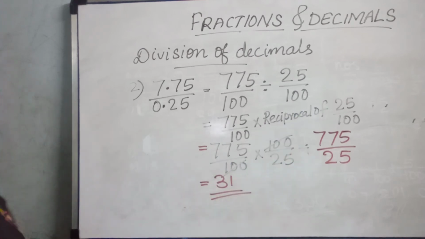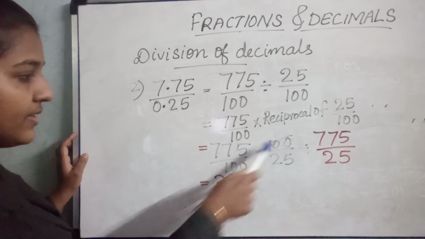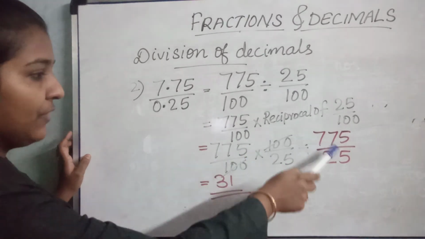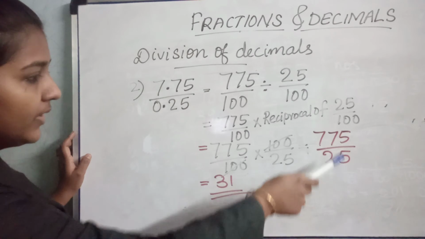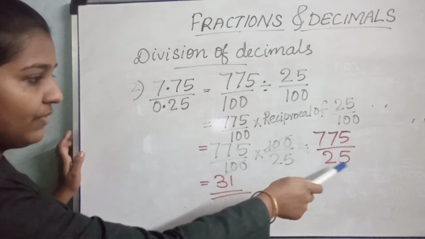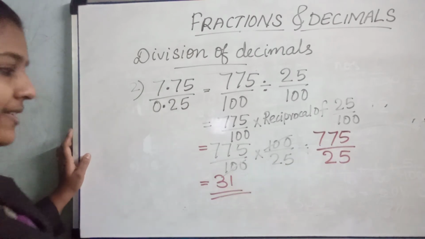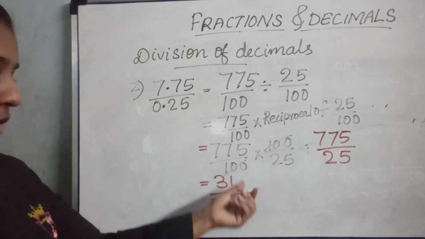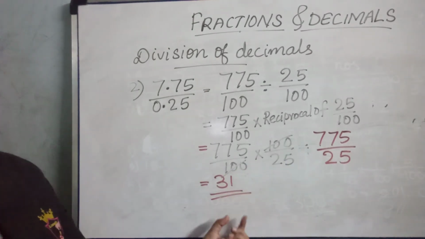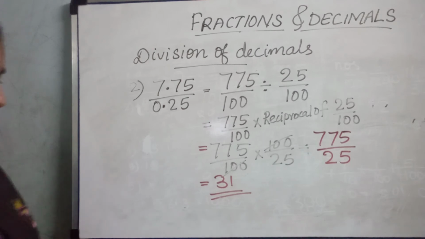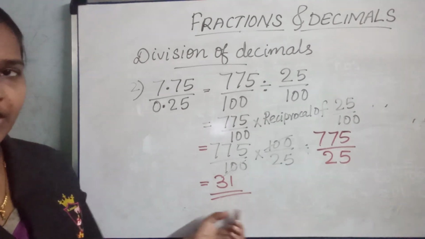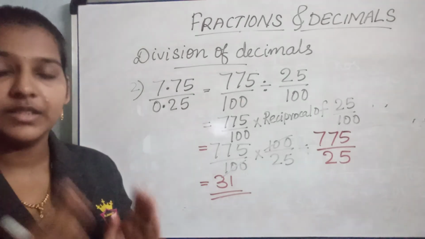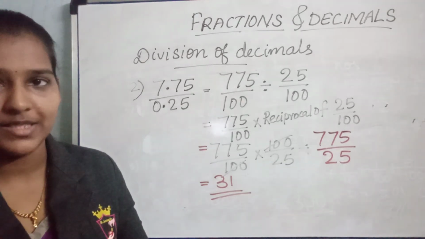So here you can cancel these hundreds. Then what is left? 775 by 25 is left. Then divide 775 by 25, you will get the answer 31. Here there is no 10 or 100, nothing is left over here. That's why there is no point in the answer. Got it, children? Okay. So this is the way to answer the division of decimal by a decimal.